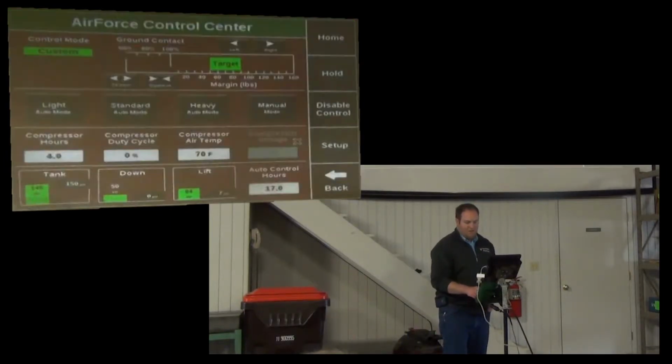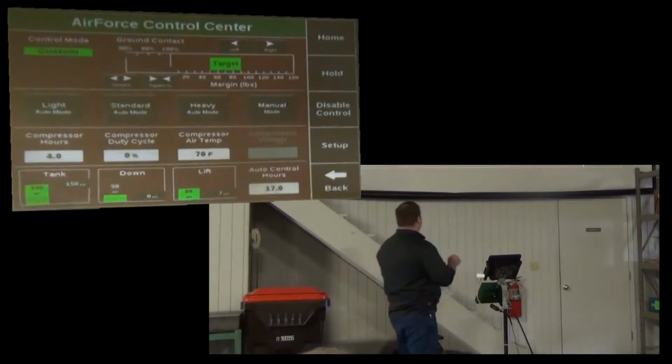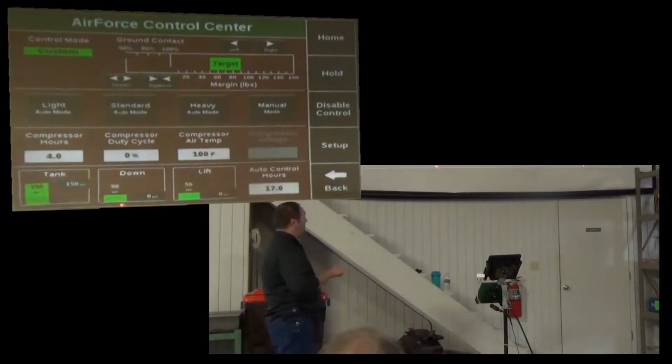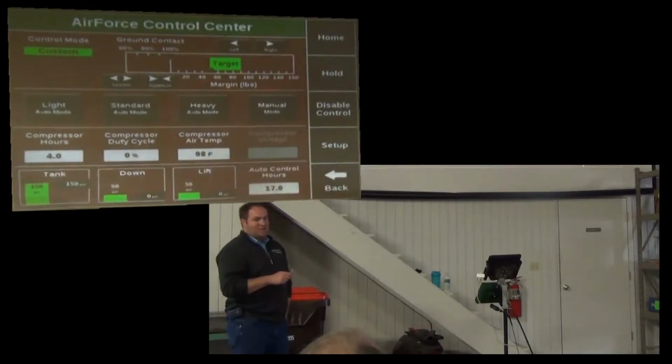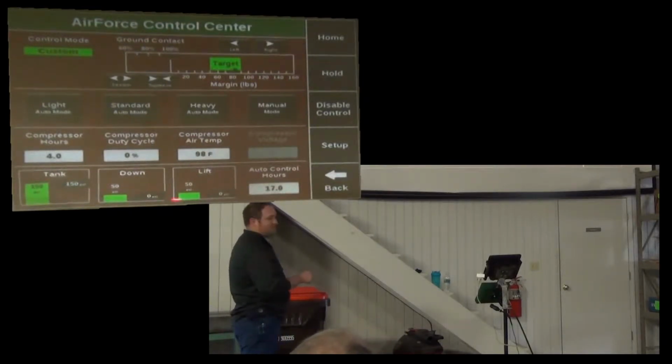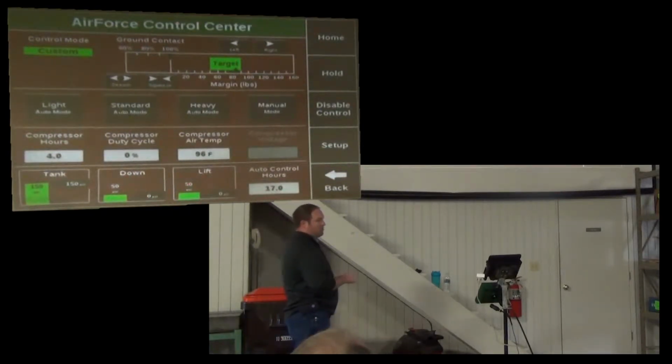If I touch on the Air Force button down at the bottom, I can see my tank pressure, the pressure in my down bags, and the pressure in my lift bags. As that's adjusting, the green bar is what's actually present. The black is the target pressure, what the system is commanding. So that's just informational. You don't adjust that. That's just a, hey, what's the system doing right now?